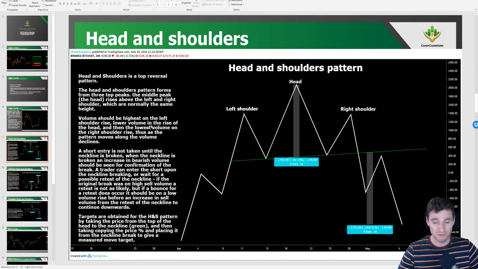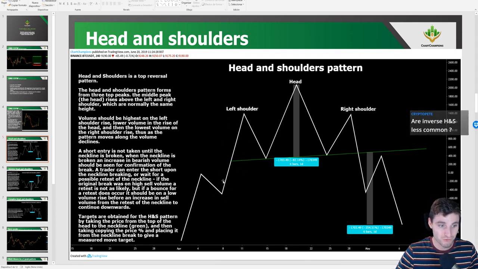So I've written it out here. I'm just going to read it out for ease. Basically, the volume should be highest on the left shoulder, and this is in a standard head and shoulders. I'll do the inverse in a moment because it's a different volume profile. So on a standard head and shoulders, which is a top reversal pattern, volume should be highest on the left shoulder rise. So this is the left shoulder rise. We're all in agreement. Yep, this is the left shoulder rise. This is where volume should be the highest.